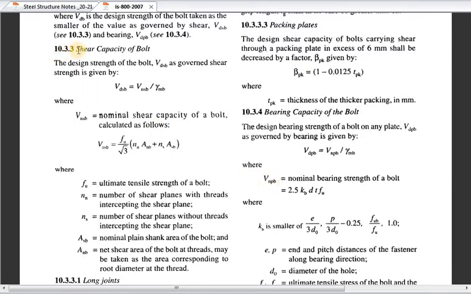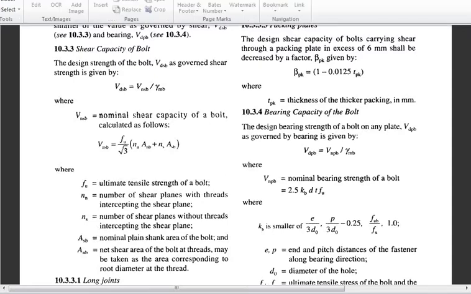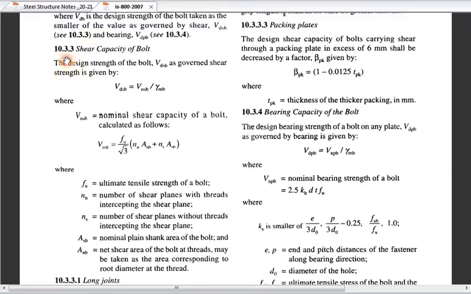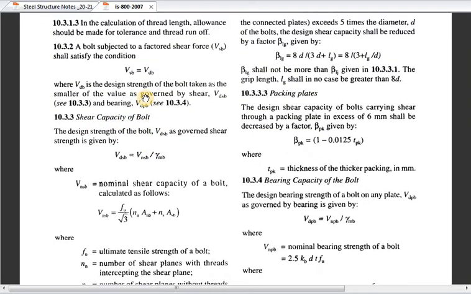That is clause 10.3.3. You have to refer to this from the IS code. So this concept, that is 10.3.3, shear capacity of bolt. So first we have to find out the shear capacity of bolt. Then we have to find out the bearing capacity of bolt.